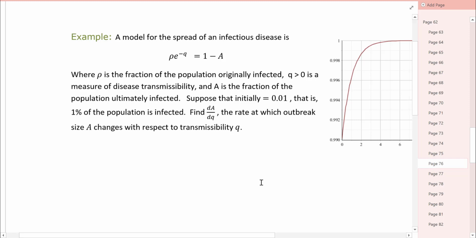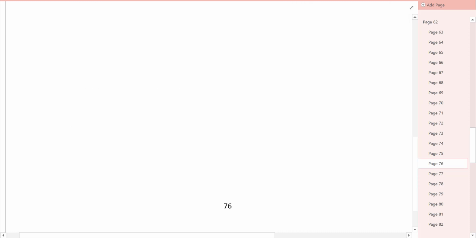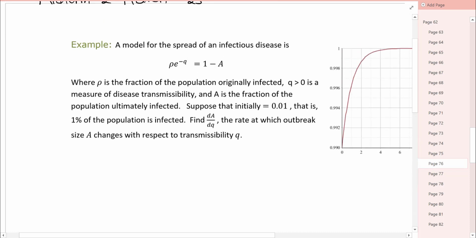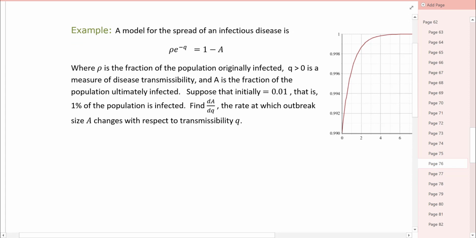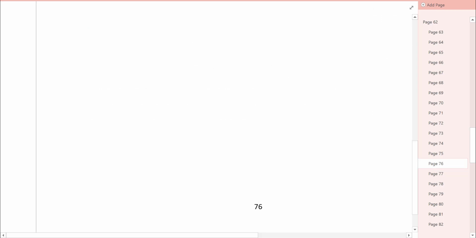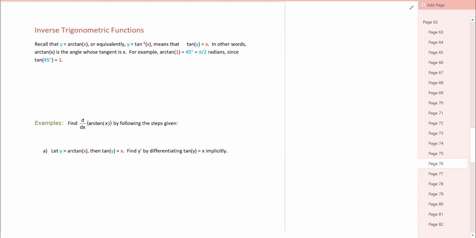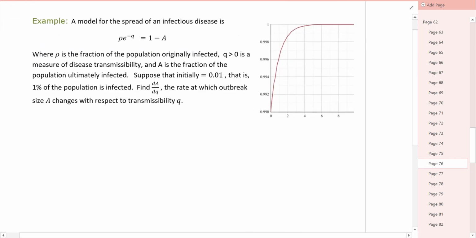Okay. Anyways, we're on page 76. Everybody with me? Or maybe you guys were just talking because the projector wasn't on. I forgot to turn it on, but it's just warming up now. So on page 76, I believe this is the last problem on the inverse trig section.